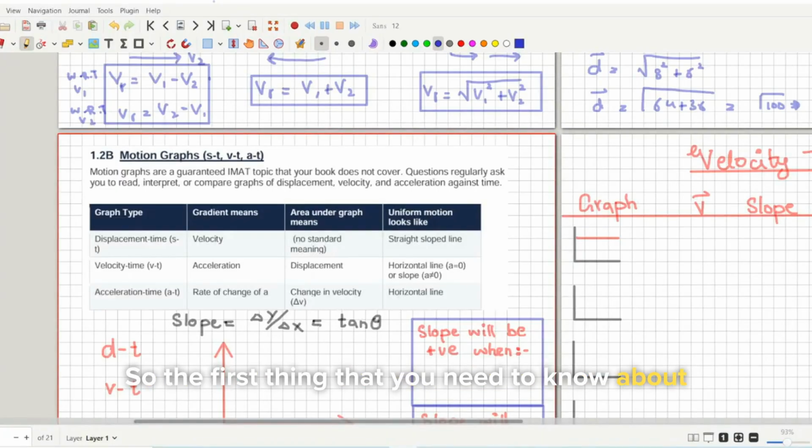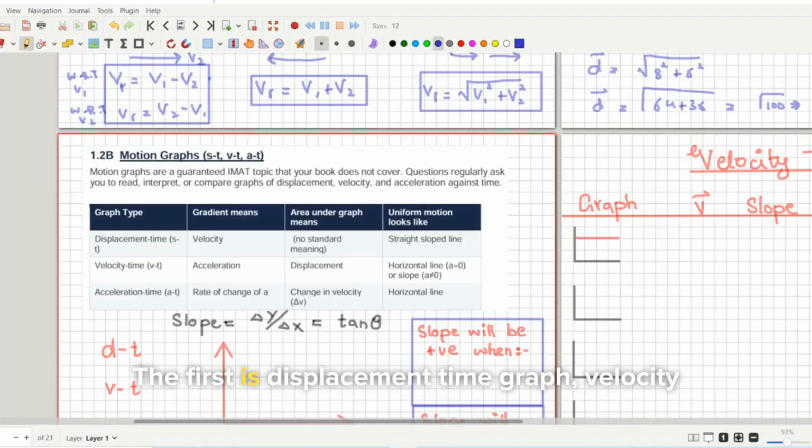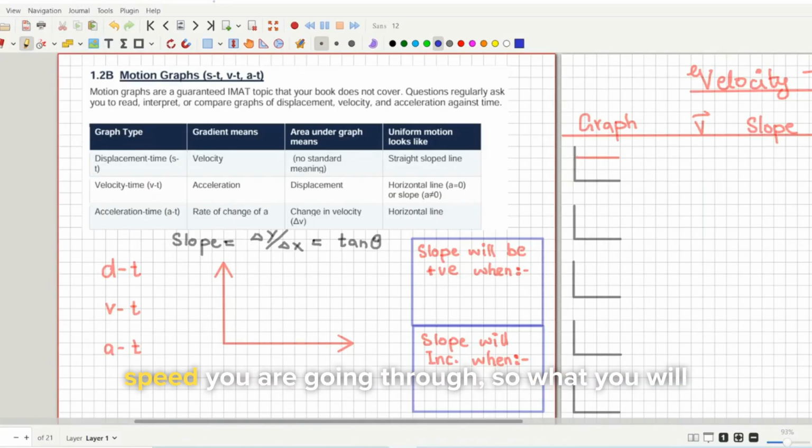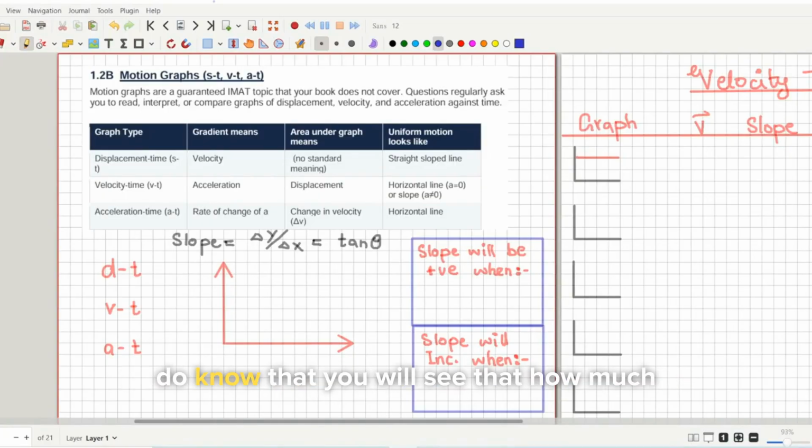So the first thing that you need to know about motion and graphs is that there are three types of graphs that we'll be discussing. The first is the displacement time graph, then the velocity time graph, and the acceleration time graph. So what is a graph? A graph is simply knowing what is happening between two variables. For example, if you need to know how much speed you are going at, you will see how much distance you have covered in how much time. So the graph will tell you the speed using a distance and time graph.